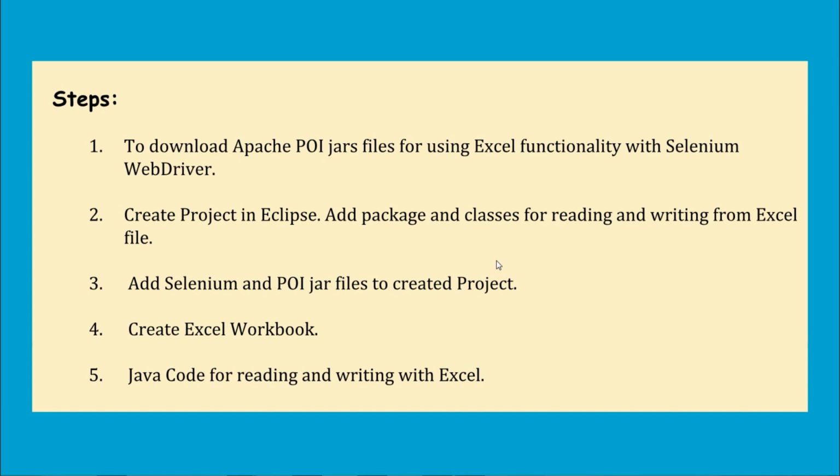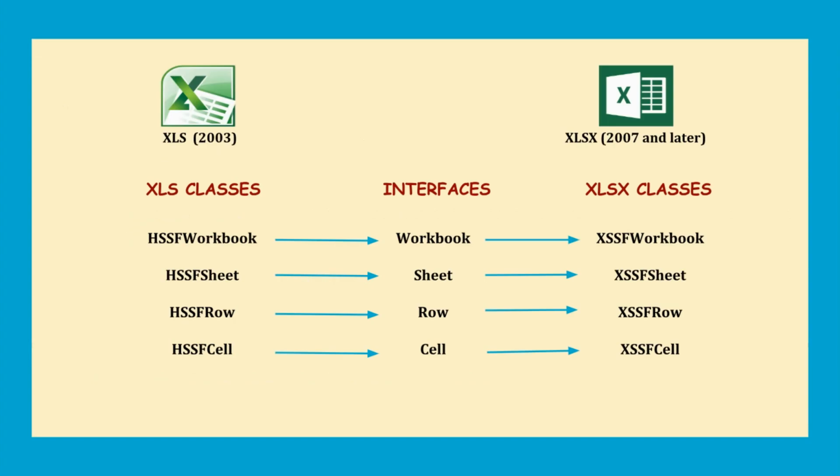Now we will move to our fifth step, which is writing Java code for read and write operation in Excel. Before moving to Java code writing, we will see what are the classes and interfaces provided by the POI library. There are two types of Excel, one with the extension XLS, second with the extension XLSX. The first one, XLS, was the version of year 2003 and it stores the data in binary format, whereas the XLSX was the version of 2007 and it stores the data in XML format.